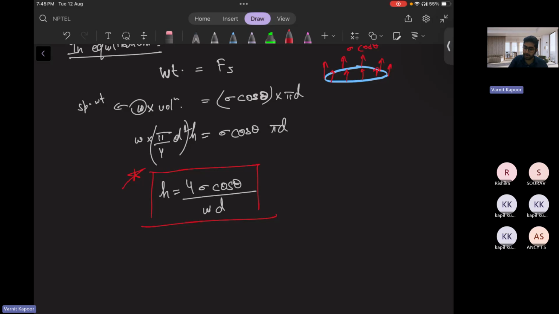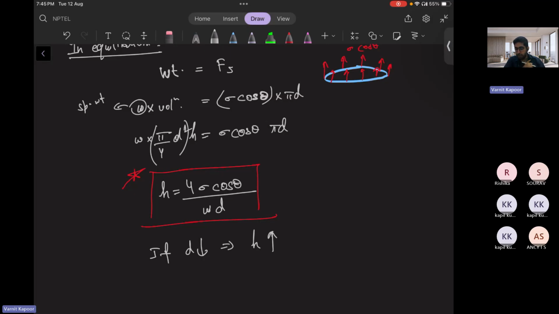Observe that if the diameter decreases, your height increases, the capillarity height. You have seen that plants suck the water from the roots using the saplings. The water rises up against gravity because of the capillarity action, because the diameter of those small tubes inside the plant or the trees is very small, less than 10 mm. That is why it gets up.